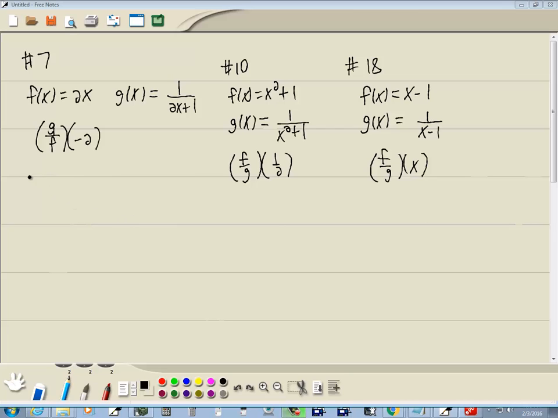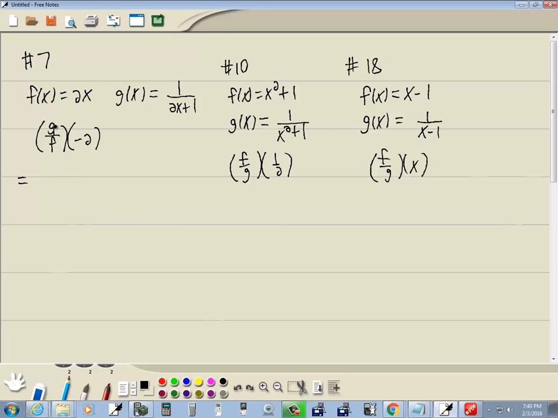Okay, let's take a look at these two. Now, we got g divided by f of -2. We can rewrite this as g of -2 over f of -2. Now, g of -2 is evaluating this function, so we're going to plug -2 in for the x. So I got 1 over 2 times -2 plus 1.